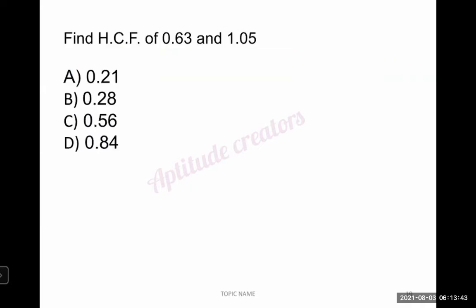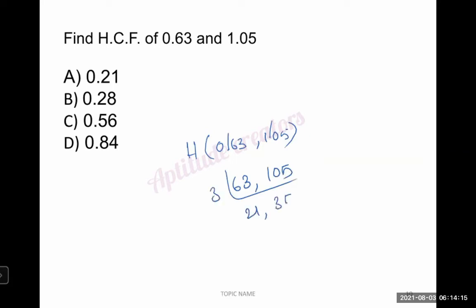Moving forward to next. Find the HCF of 0.63 and 1.05. Now here, can I write it as HCF of 0.63 and 1.05? Now the points are cancelled out. This is 63 and this is 105. Now what is the HCF of 63 and 105? That will give the result as 3 into 21 and 3 into 35.